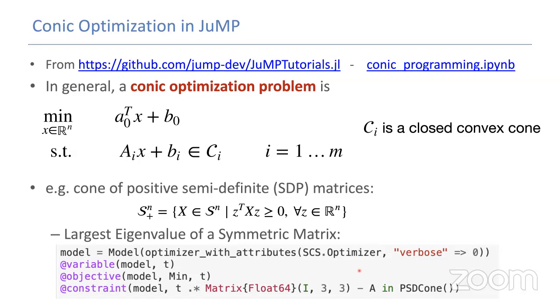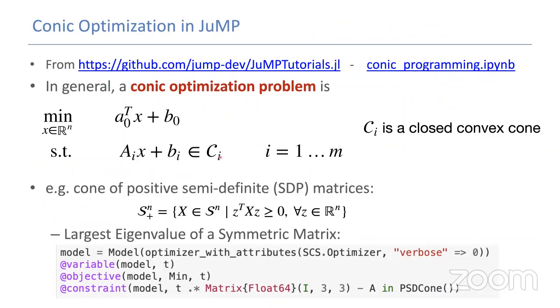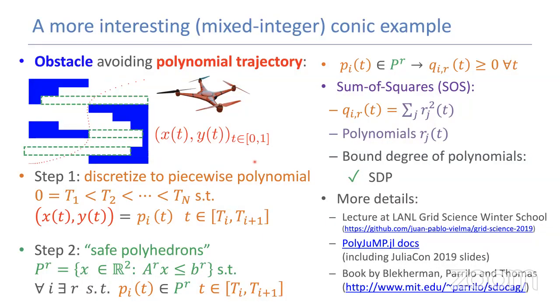So let me start with a more interesting example. This is an example that I've been using for a while, since the beginning of Pajarito.jl, basically. It's a conic optimization problem, but in addition to the constraints that I'm allowing you to use here, I'm going to allow extra constraints that say some of these variables are going to be integer. And that's going to give us a little bit more modeling power to build more interesting problems.